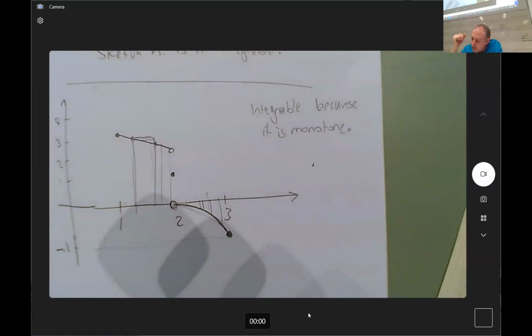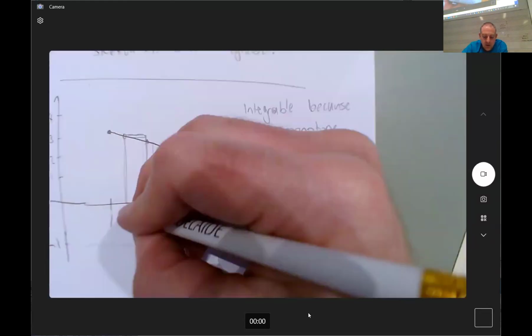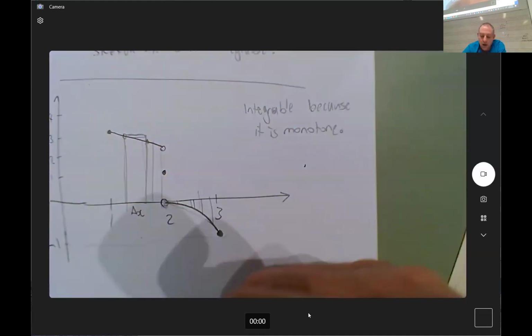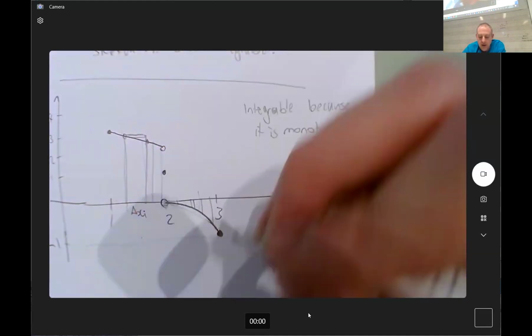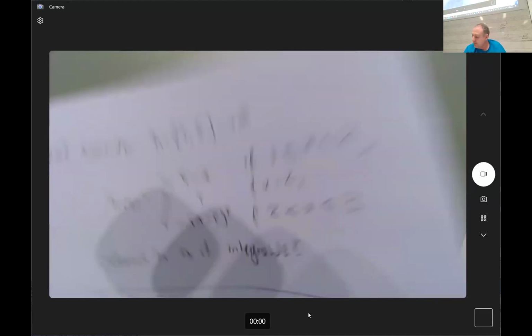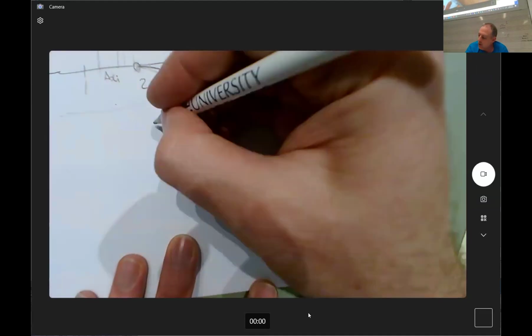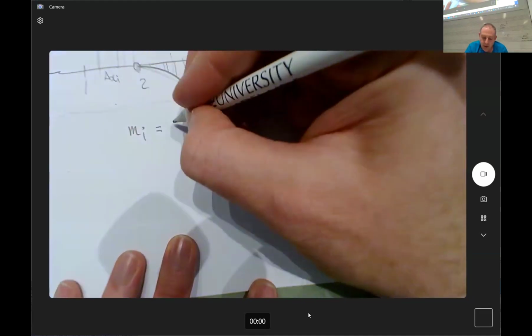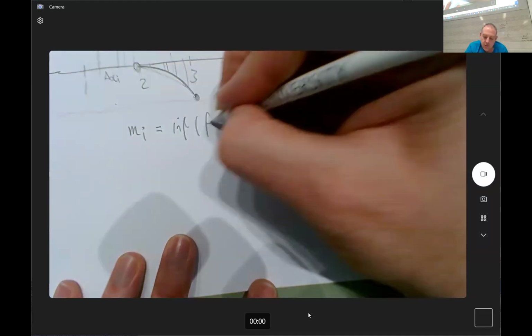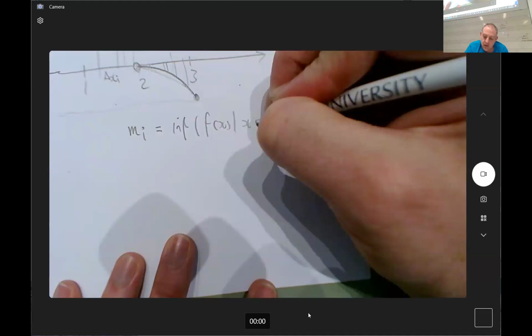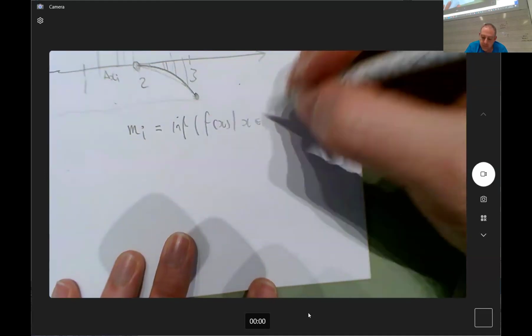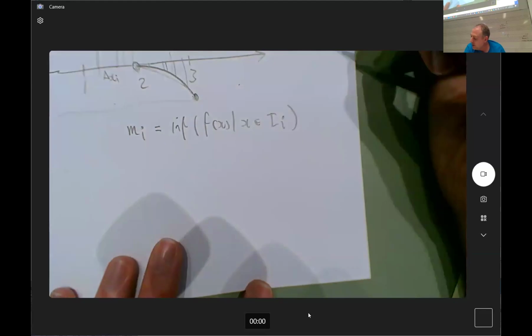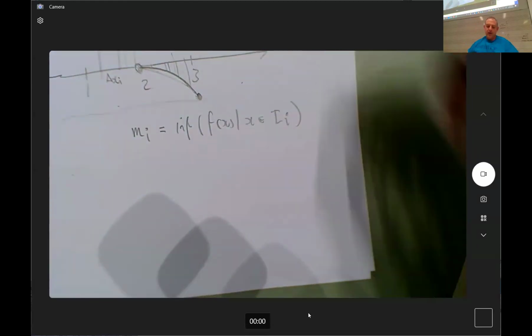So just better do that. The definition of this lower sum: each interval has a width, delta x_i, and the lower sum, like the little m_i, is the infimum of the values of f(x), where x is in interval number i. Something like that. That's probably not how he called it.